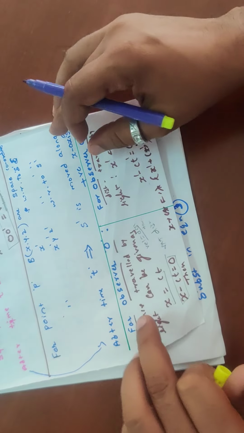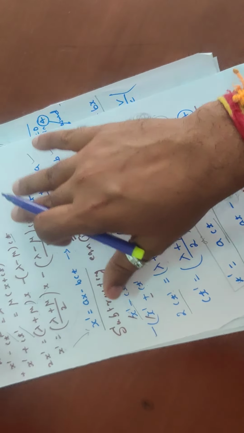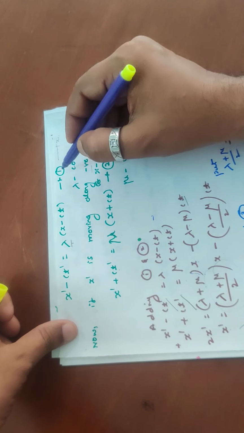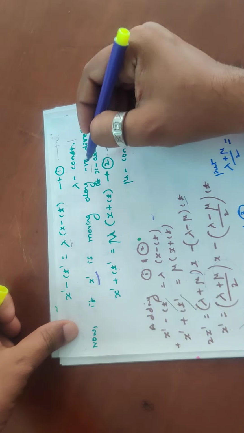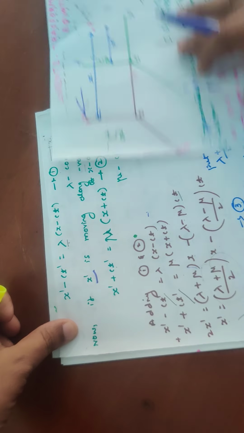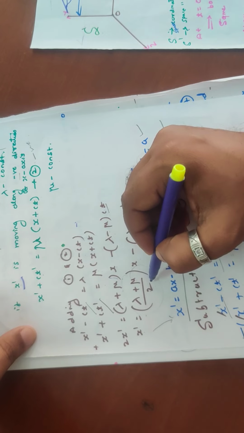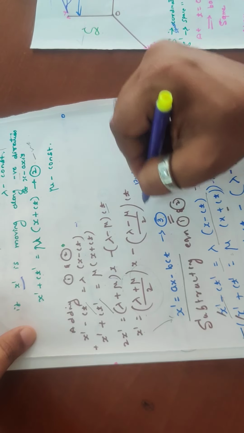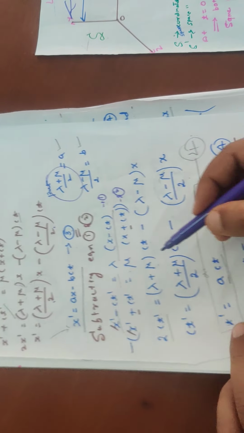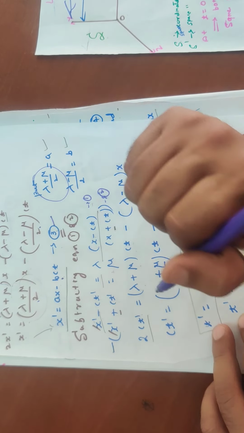Now when we relate both, we got x dash minus ct dash equal to lambda times x minus ct. If x dash is moving along the negative x direction, then we add equations 1 and 2. Then x dash equal to lambda plus mu by 2 into x, minus lambda minus mu by 2 into ct. We name the first as A and the second as B. Now subtracting again, we get x dash equal to Ax minus BCt, which we named equation number 3.